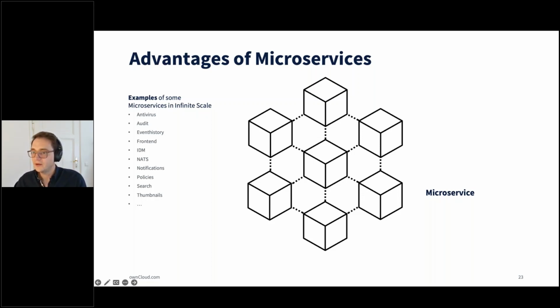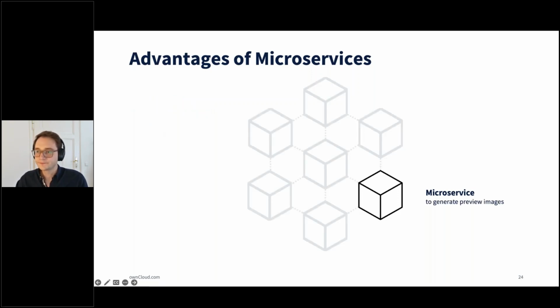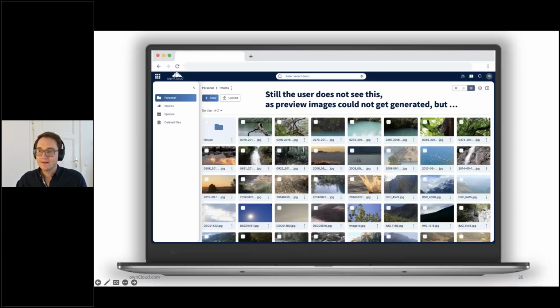These are, for example, antivirus or search, or the previous service that we are speaking about. And the advantage is, if this service fails or gets slow, it does not directly affect other services. And still, the user would not be able to see the preview images, as you see them right here, but they would see other placeholder icons whilst the whole system stays stable and performant.